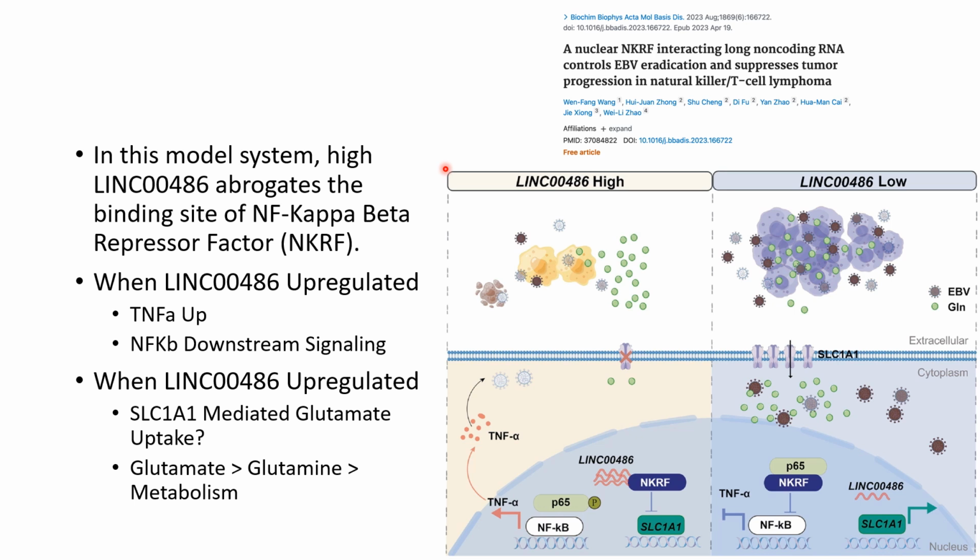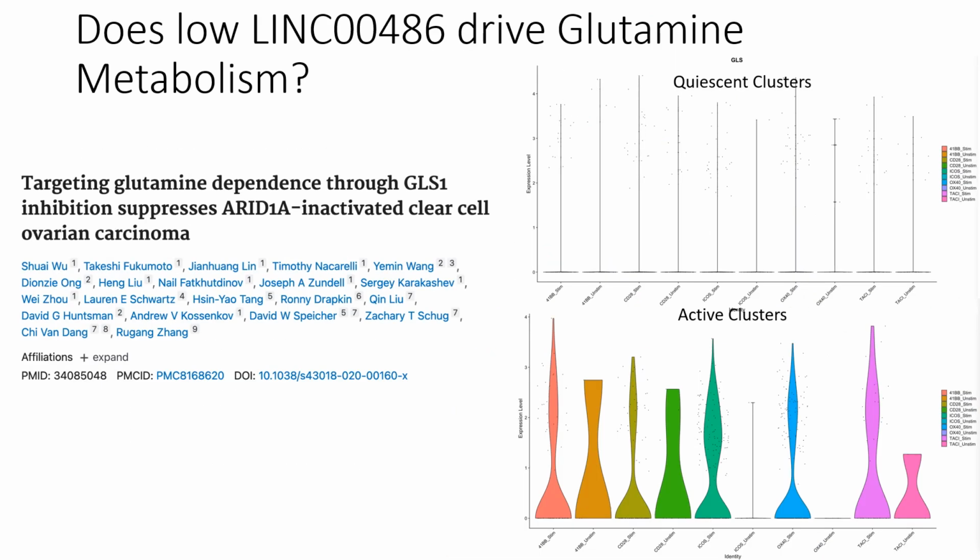And when LINC486 is upregulated, there is a very interesting interaction that happens with SLC1A5, which is a canonical glutamine uptake receptor, and that will supply the T cell with glutamine, which will then lead to glutamine metabolism. So putting together some of this narrative, can LINC486, for example, drive glutamine metabolism?